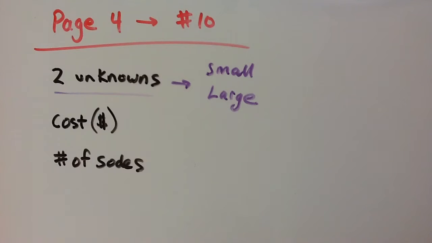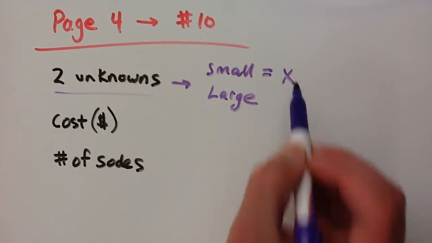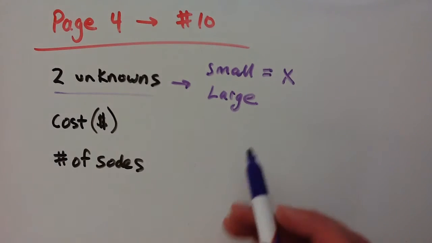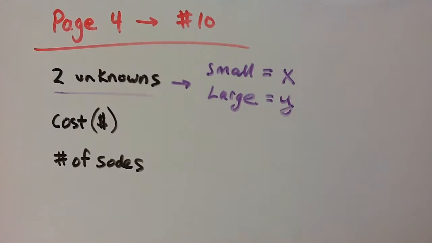So what we're going to do here is we're going to assign small and large to be some variable. Let's call the number of small sodas x. X would be the number of small sodas. And let's call the number of large sodas y. I'm just assigning x and y to be the number of small and the number of large.